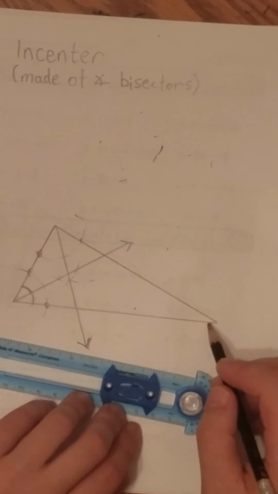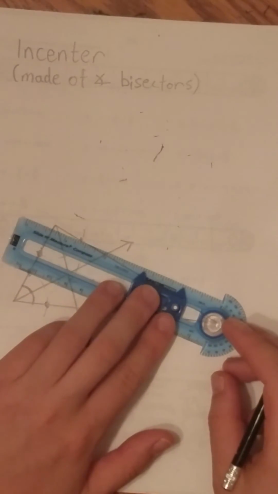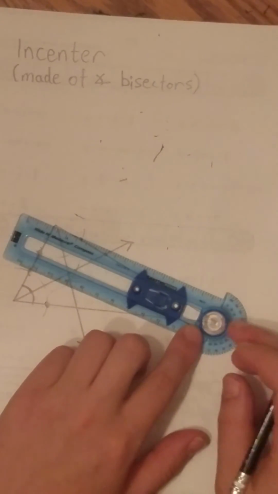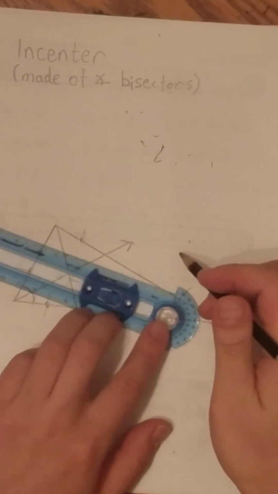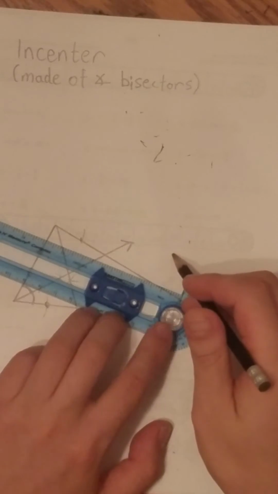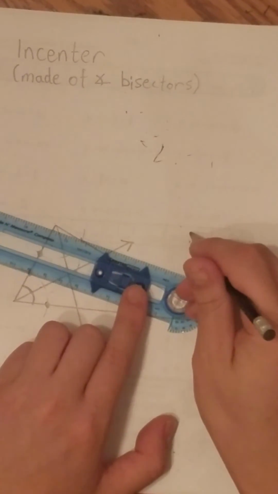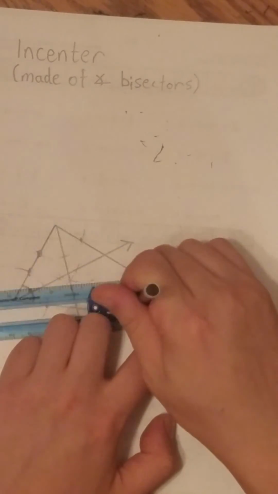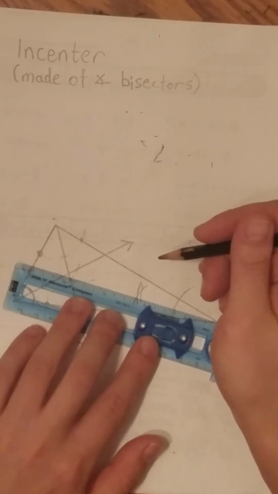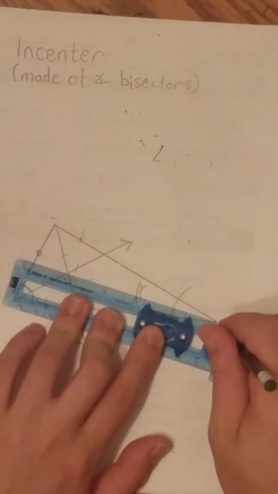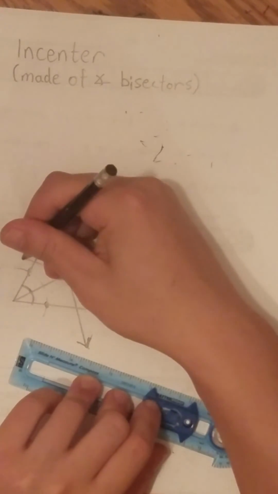So I'm going to draw the angle bisector of this angle now. Start with your first points, and then draw an arc from each point. And now I know for sure that my angle bisector goes right between those 2 arcs.